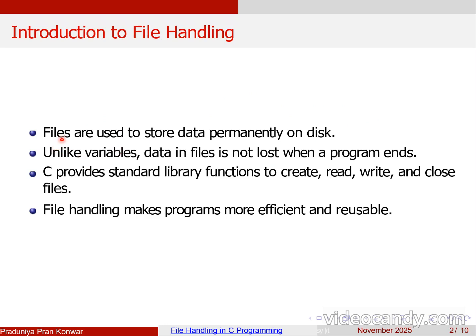In programming, data stored in variables exists only while the program is running. Once the program ends, the data is lost. To solve this problem, we use files, which allow us to store data permanently on the disk even after the program closes. C provides built-in library functions to create, read, write, and close files easily. Using files not only helps us save and reuse data, but it also makes our programs more efficient and practical for real-world applications, such as managing records, saving reports, or storing user data.